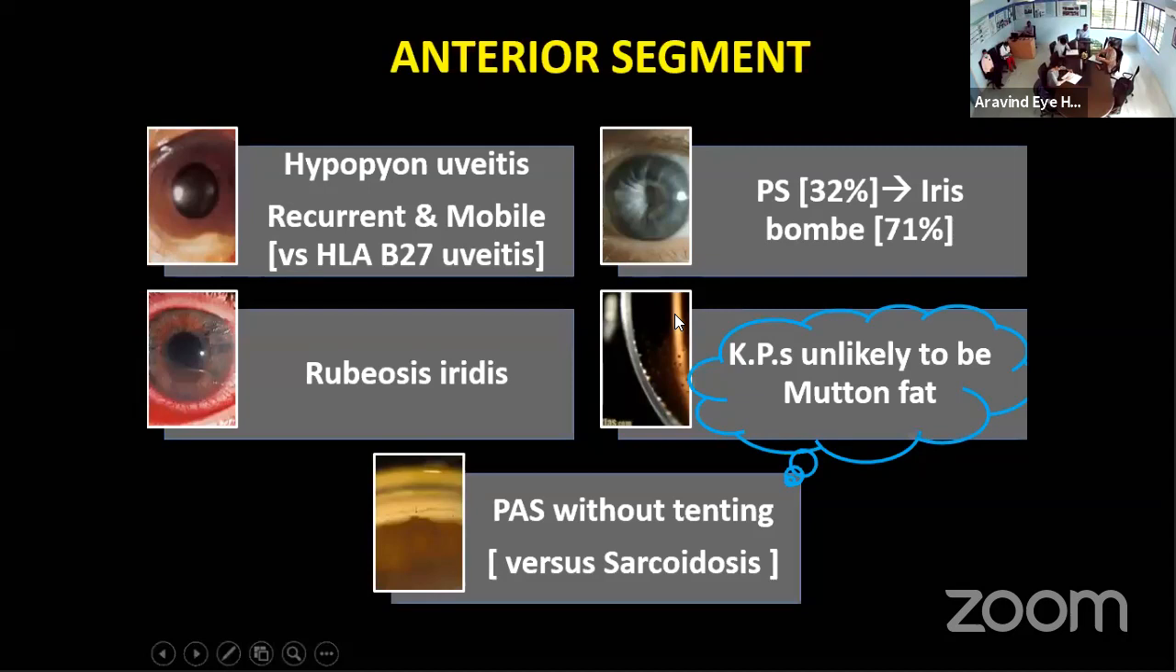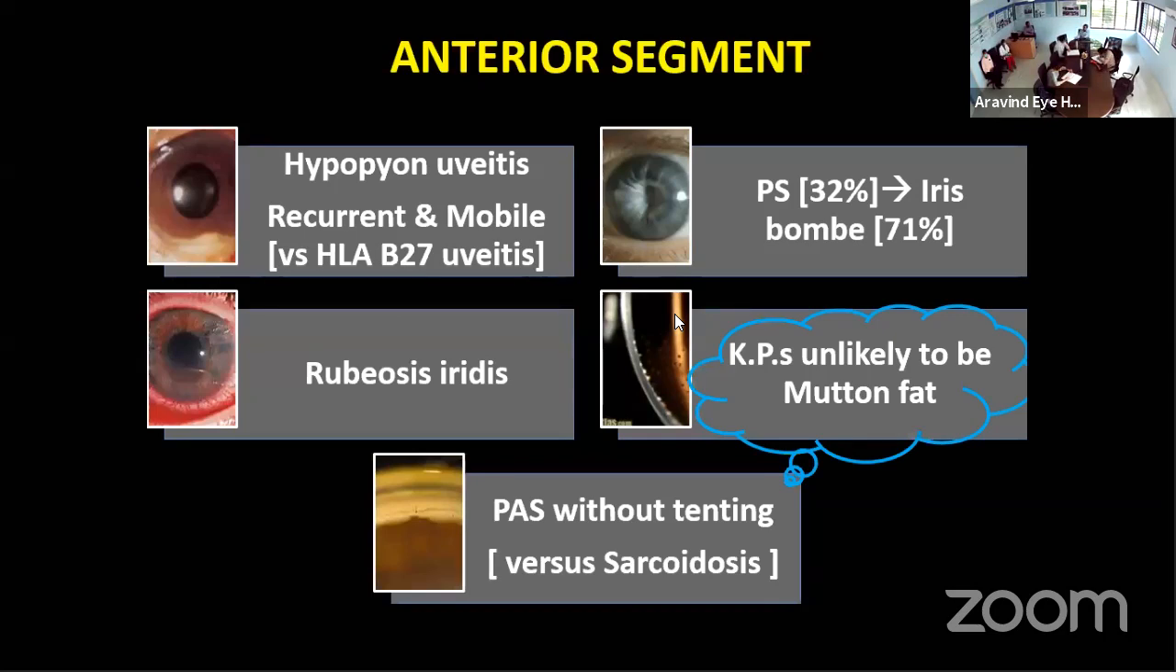Sometimes when we see the KPs, we just write KPs. We don't bother whether it is granulomatous or non-granulomatous. For me, it is like writing a cataract. So if I write in a hospital seeing a cataract, you will laugh at me, isn't it?